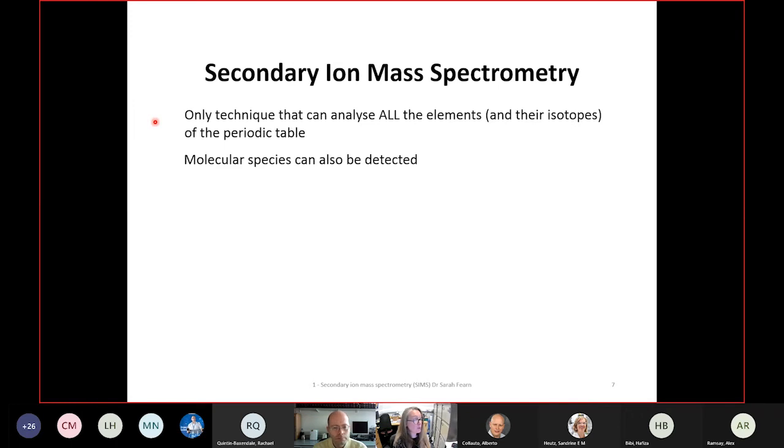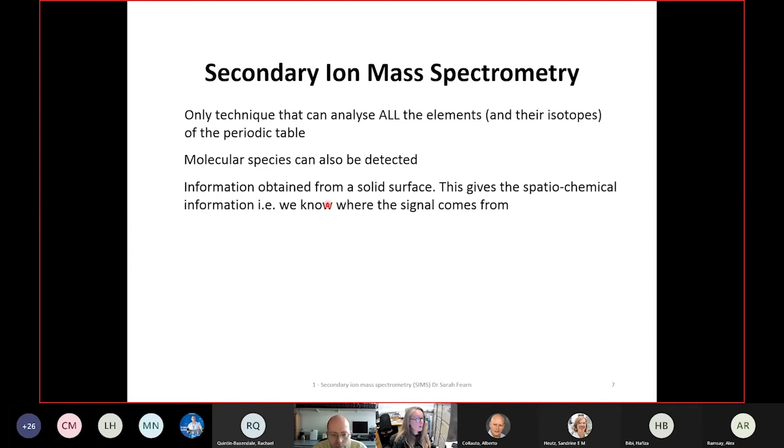So that's quite unique. We can also capture molecular species. And the information that we are obtaining is from a solid surface, so we're not having to turn it into a gas or a liquid, which means that we can do ion mapping. We've got the spatiochemical information during the analysis.